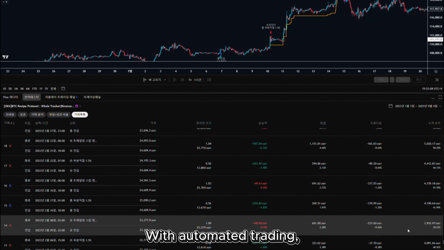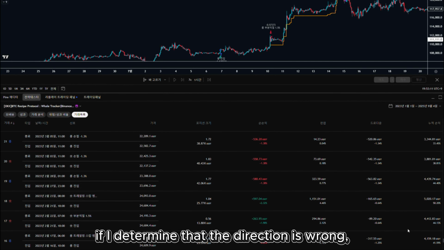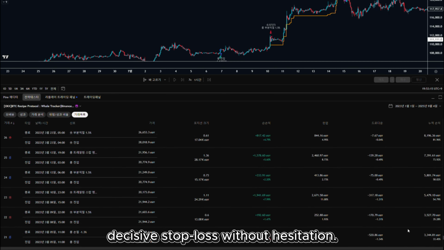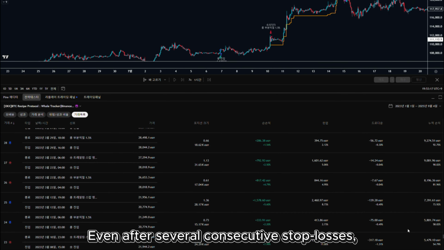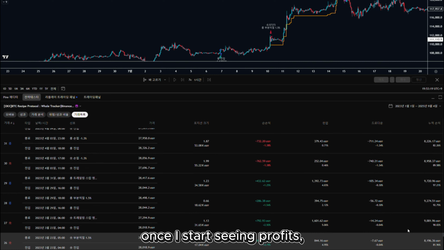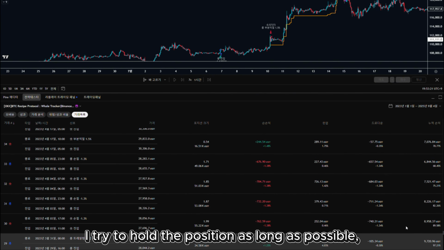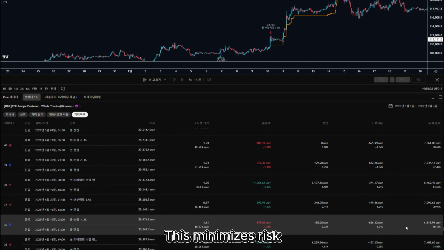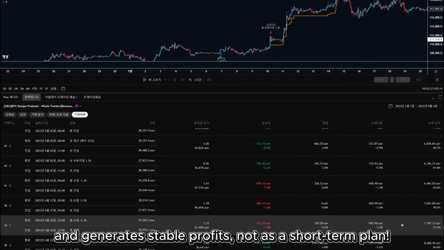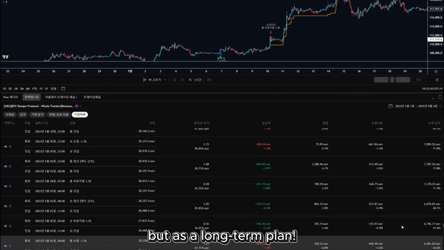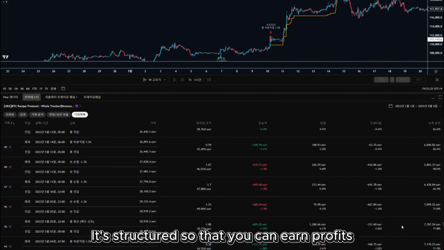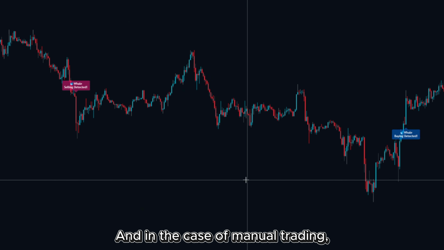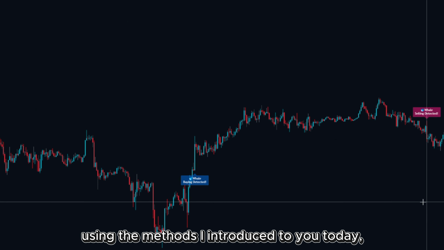With automated trading, if I determine that the direction is wrong, I execute a quick and decisive stop loss without hesitation. Even after several consecutive stop losses, once I start seeing profits, I try to hold the position as long as possible, following a trend-following style. This minimizes risk, can generate stable profits, not as a short-term plan, but as a long-term plan. It's structured so that you can earn profits in a compound interest format.